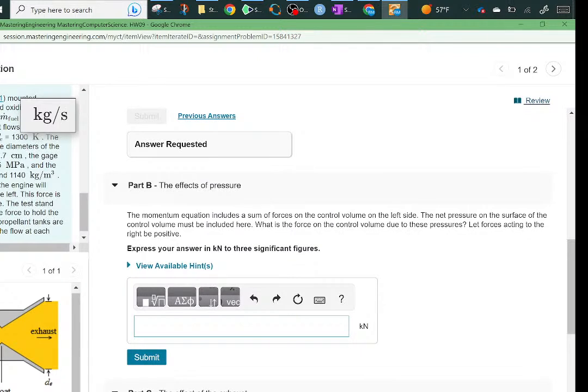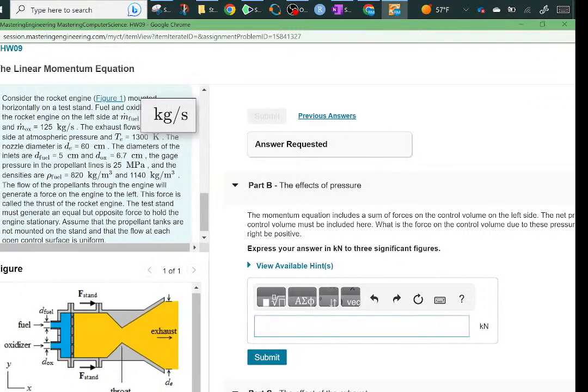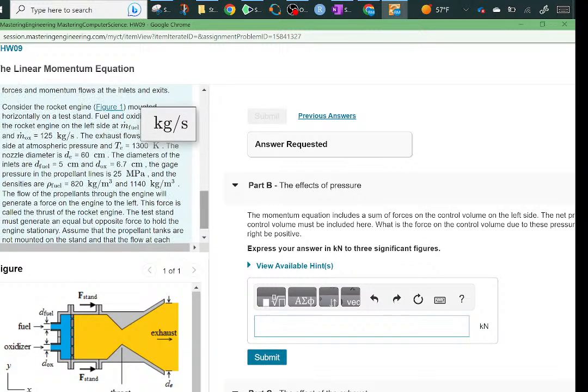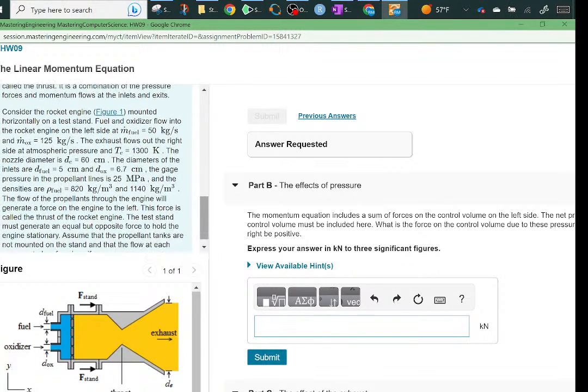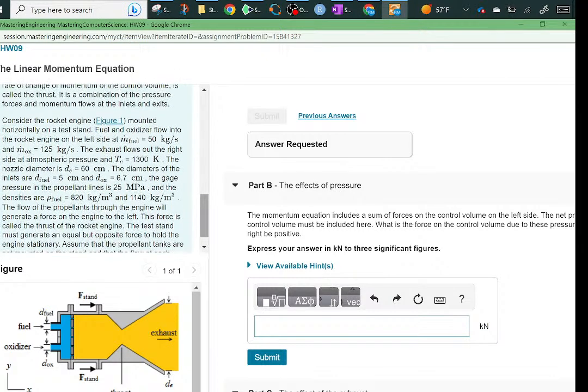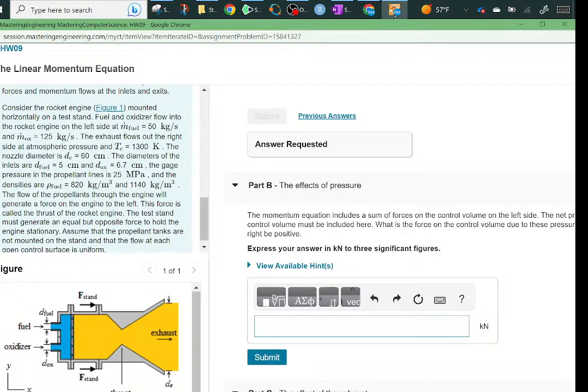We're going to read the forces. Okay, the momentum equation includes the sum of the forces on the control volume on the left side. The net pressure on the surface of the control volume must be included here. What are the forces? Okay, so the question is, what are the pressures at the exit, and what are the pressures of the fuel and oxidizer? And do we see it anywhere in there? Okay, I'm having trouble seeing that. Where is it?